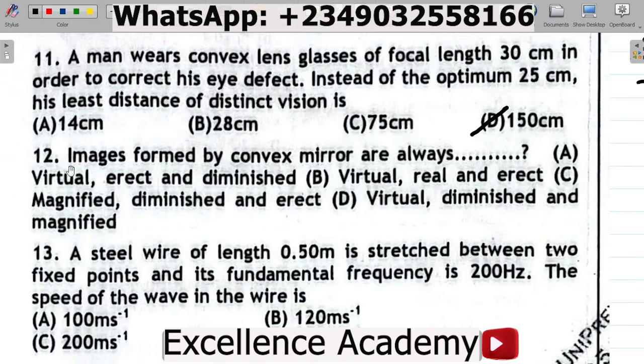Next question, number 12. Question 12 says, images formed by a convex mirror are always dash. A, virtual, erect, and diminished. B, virtual, real, and erect. C, magnified, diminished, and erect. D, virtual, diminished, and magnified. For this question there, the correct answer is A, right? So note that images formed by a convex mirror are always virtual, erect, and diminished.